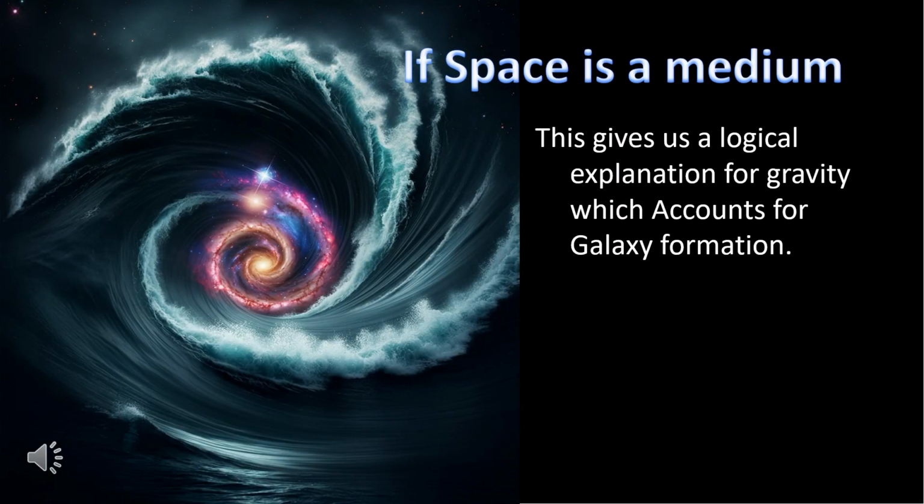If space is a medium, then this gives us a logical explanation for gravity, which accounts for galaxy formation. We can now think of galaxies as moving space, like we think of water in a whirlpool. Any objects moving or floating in that space will naturally orbit those galaxies as the central mass of that galaxy consumes the space around it.